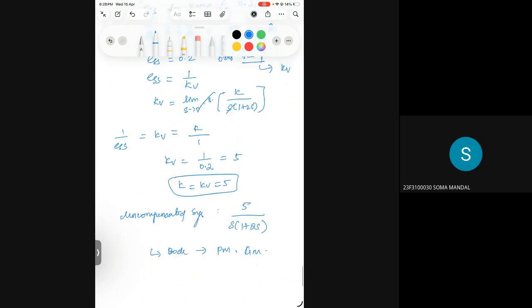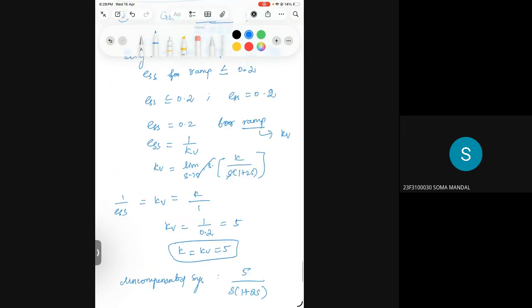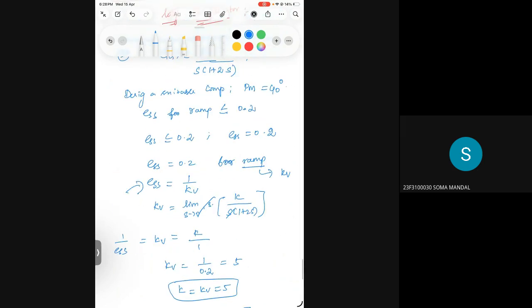Now the step is to find the Bode plot and then in turn find the phase margin and gain margin. Ma'am, how do you write Kv equal to 1 by 0.2? That is e_ss given. E_ss equal to 1 by Kv, right? E_ss is given, so Kv equal to 1 by e_ss.